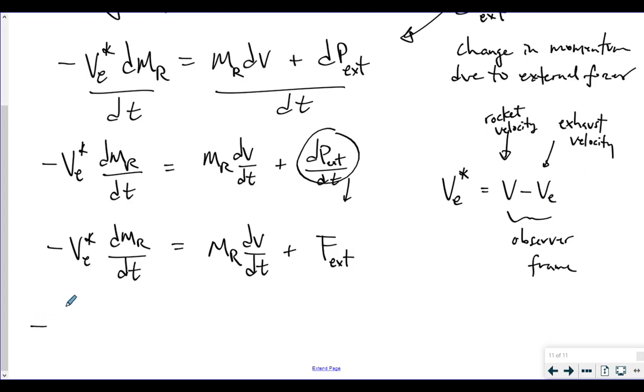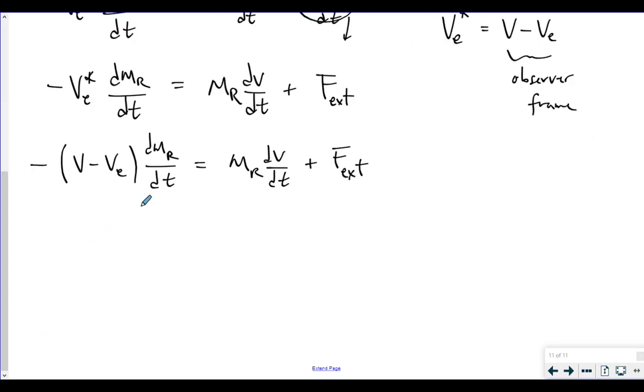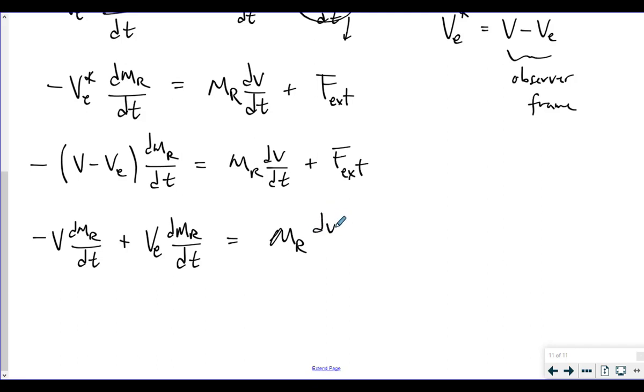So it's minus V minus VE, change in mass over time. So let's distribute this term. We'll have negative V, change in mass of rocket over time, plus VE, change in mass of rocket over time, equal to the mass of the rocket, acceleration over time, plus whatever external forces might be involved.